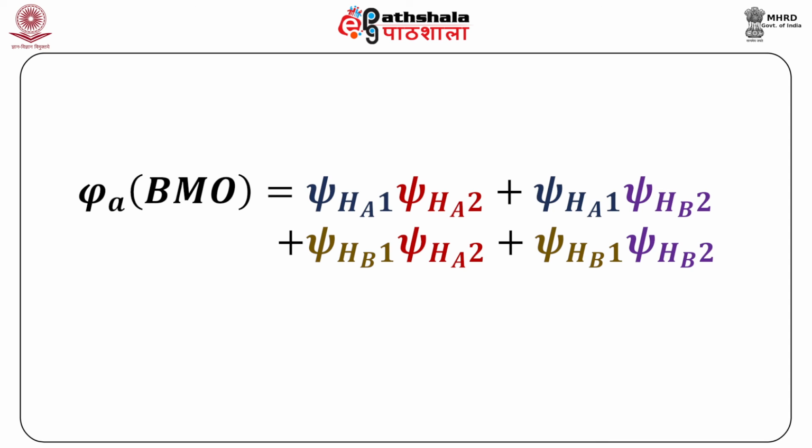Now the question is the interpretation of these four terms. If you look at the first term, psi Ha1 psi Ha2, this represents when both electrons 1 and 2 are on the hydrogen atom nuclei labeled A. Now both electrons are on the same nuclei. So what does it mean? It represents an ionic term. Now look at psi Ha1 psi Hb2. Here electron 1 is on the nuclei A and electron 2 is on the nuclei B. So it is a covalent term.